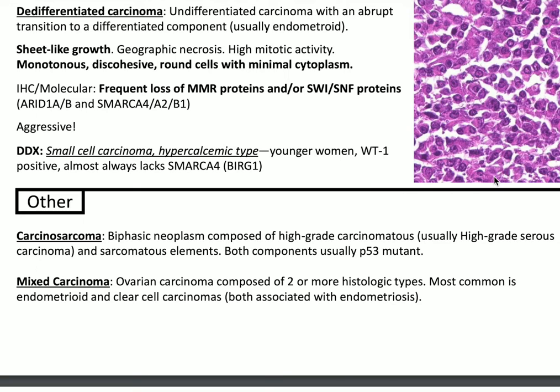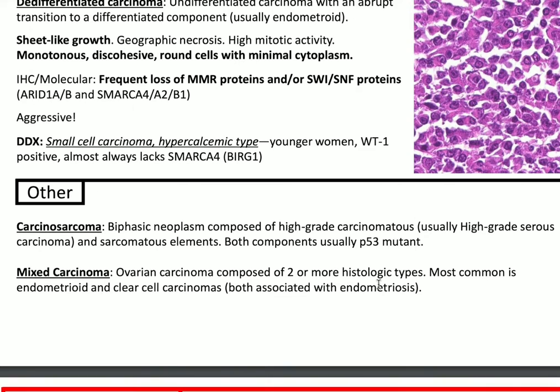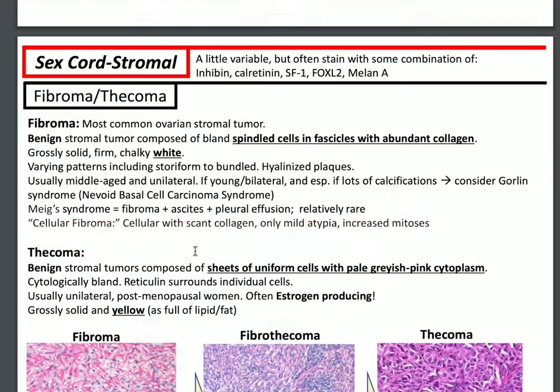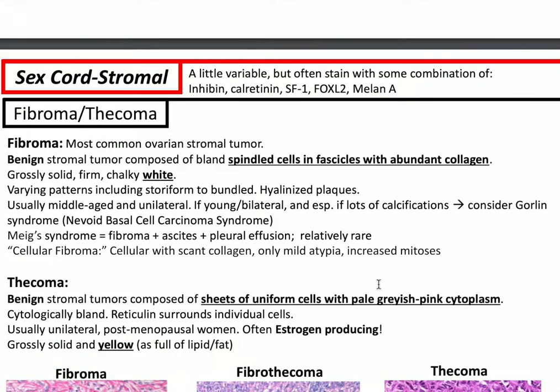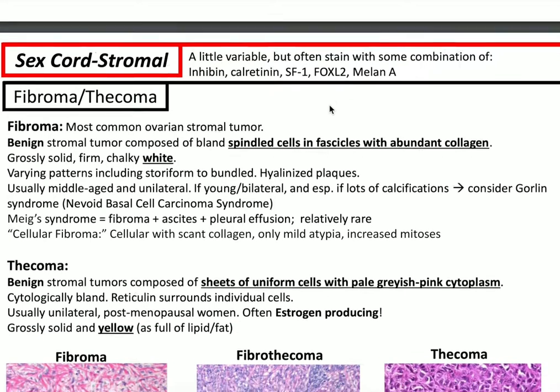Most common is endometrioid and clear cell carcinomas, of which both are associated with endometriosis as well. Now let's change gears and talk about sex-cord stromal tumors. A little variable, but often stained with some combination of inhibin, calretinin, SF1, FOXL2, Melan-A.